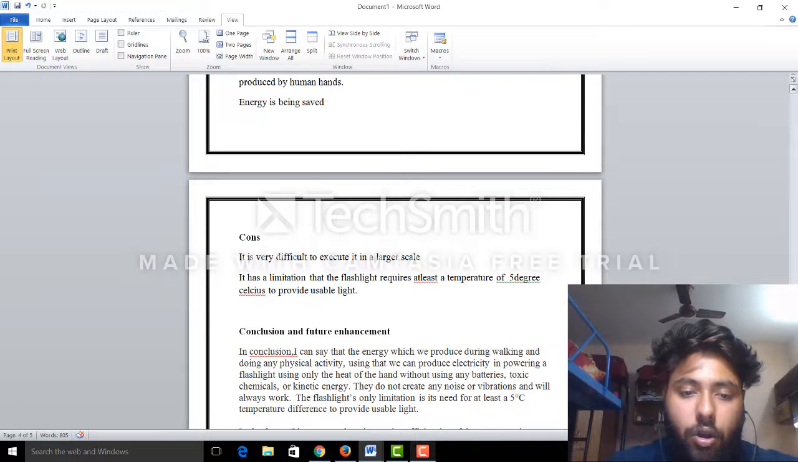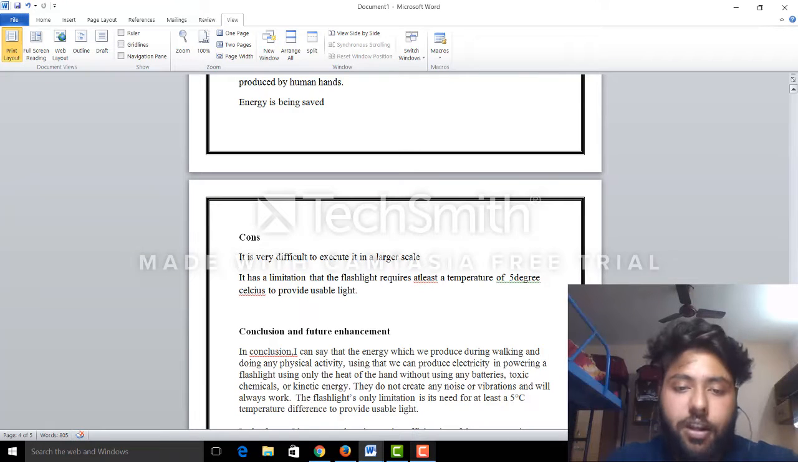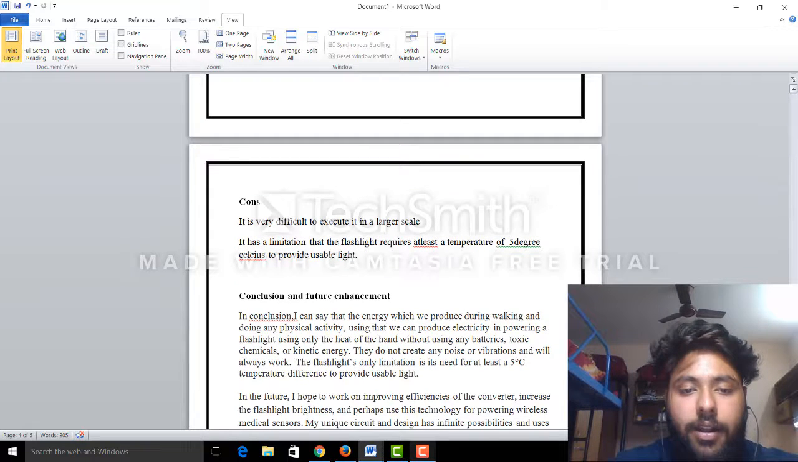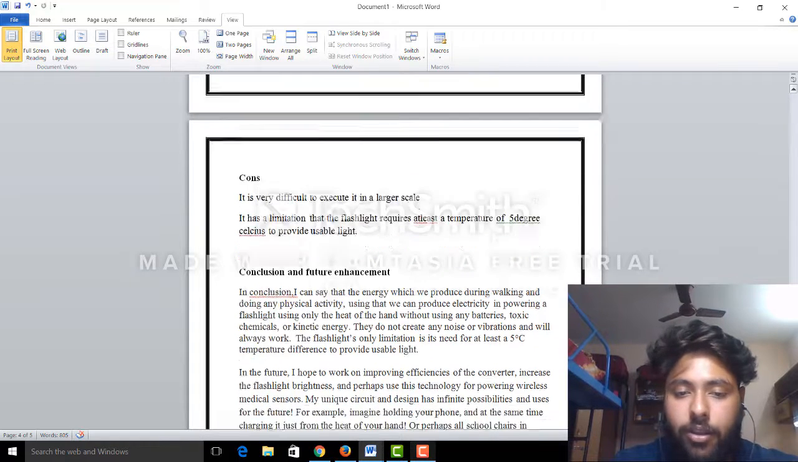In the cons, it is very difficult to execute on a larger scale. Obviously, it will be very tough for us to distribute it and use it on a larger scale. And it also has a limitation that the flashlight requires at least a temperature difference of 5 degrees to provide a usable light.